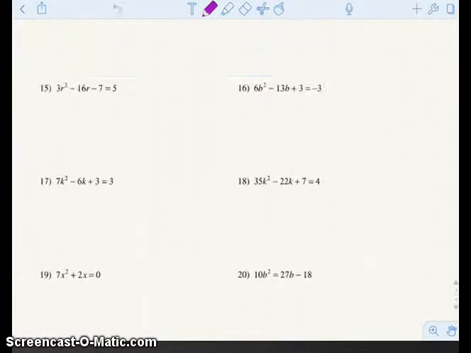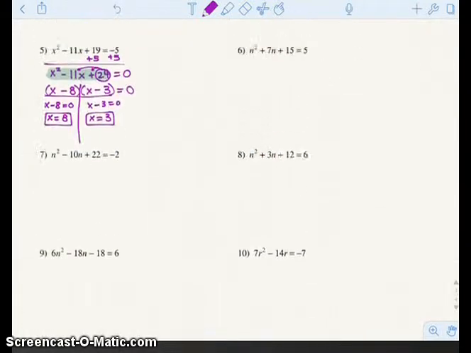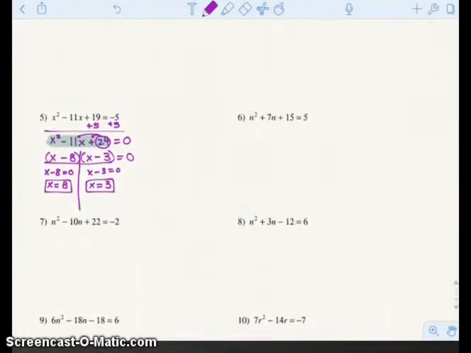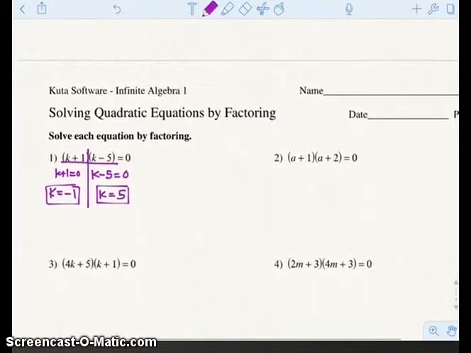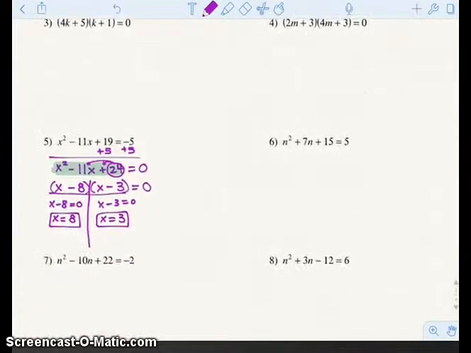Okay, really one extra step, possibly two, on top of what we've already been doing, which is t-barring when you're done and setting both pieces equal to 0 and solving. The other extra step that could possibly exist is getting everything over to one side before you start factoring.